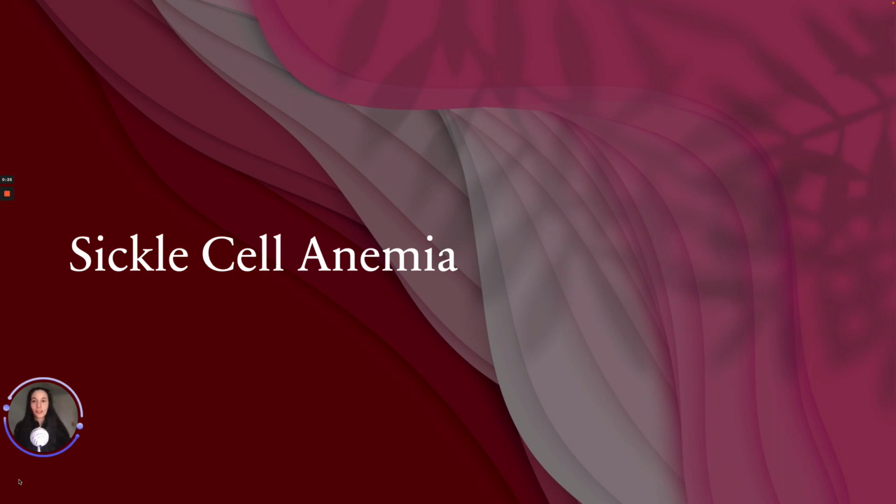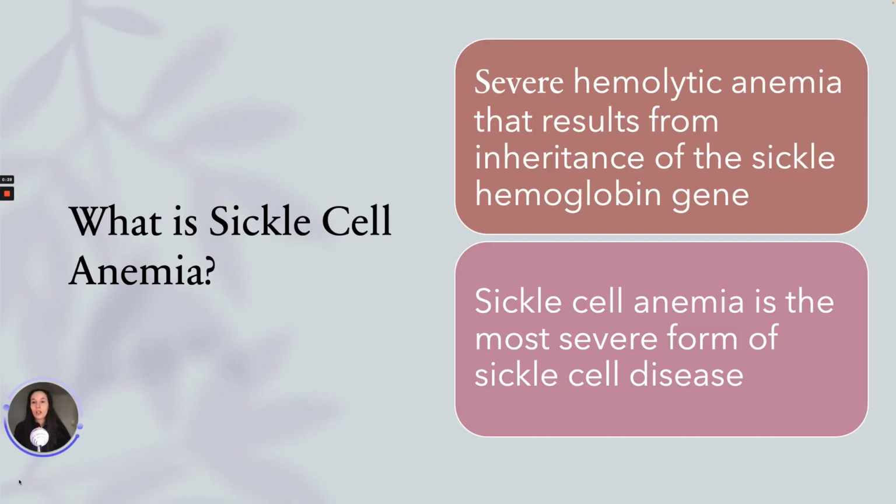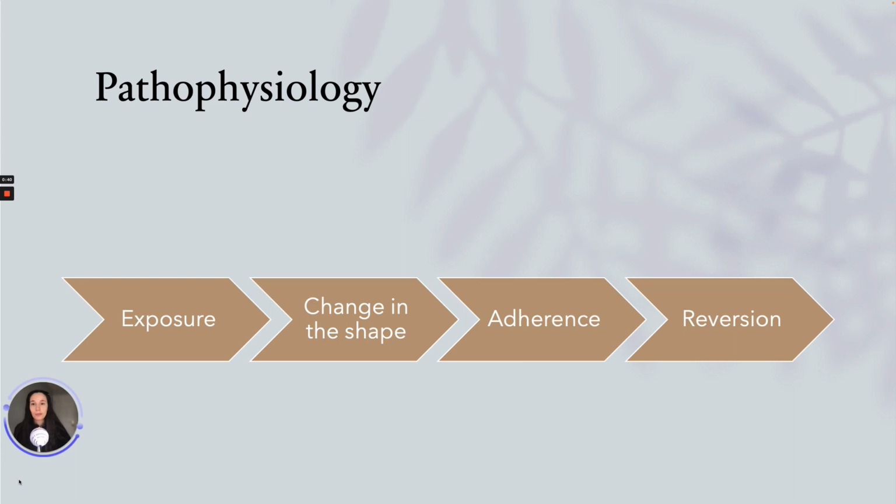Okay, so sickle cell anemia. It is a severe hemolytic anemia that results from inheritance of a sickle hemoglobin gene. Sickle cell anemia is the most severe form of sickle cell disease.